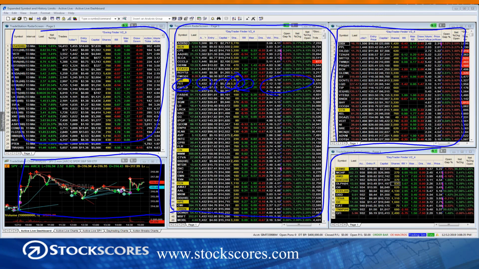And so this is actually a service that I make available to my active trader students where they can watch this screen. I'm watching this screen myself to identify the stocks that I'm going to buy or short, but I also try to help my students and my members of Stockscores by sharing with them the stocks that I like the best. And that's what is down in the bottom right-hand corner.